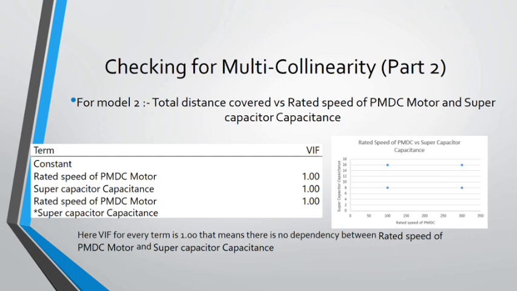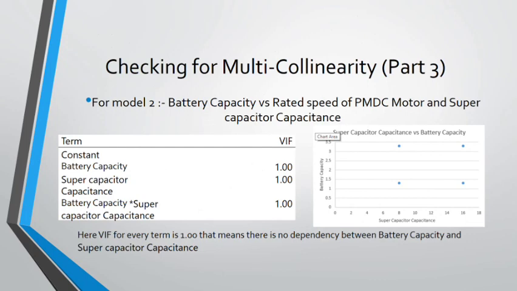Here also we are comparing total distance covered versus the rated speed of the PMDC motor and supercapacitor capacitance. Here also no relation is made and the VIF for all the constants is 1. So this is also safe. The independent variable relation also shows that there is no relation made and the VIF values are also 1. So in short, the independent variables which we have chosen for our analysis are suitable.